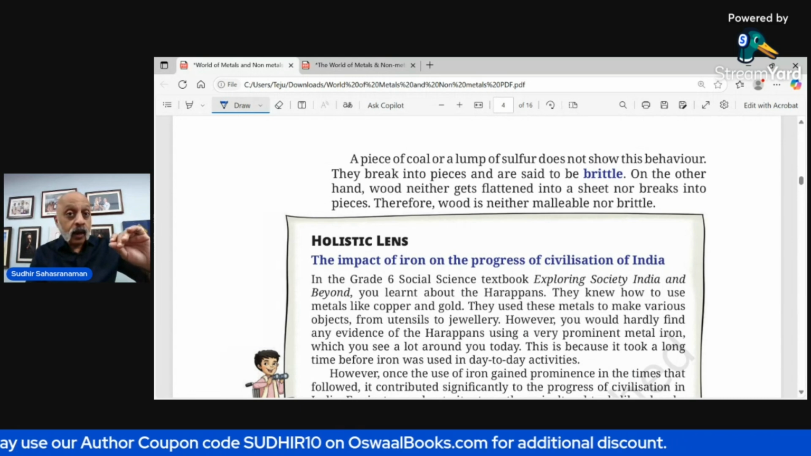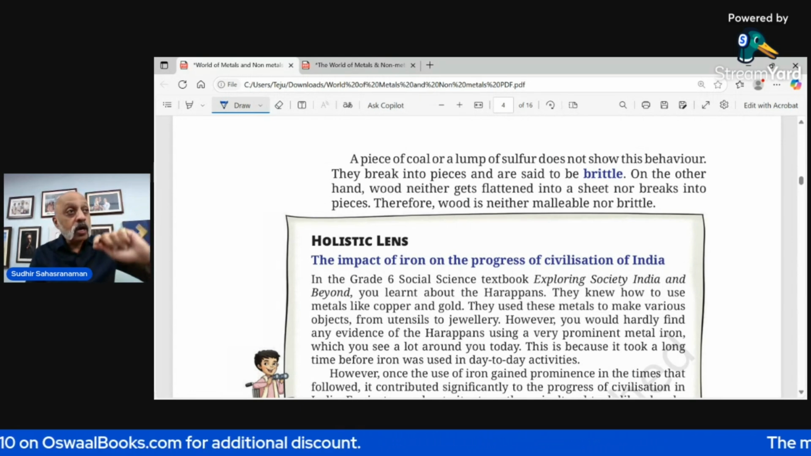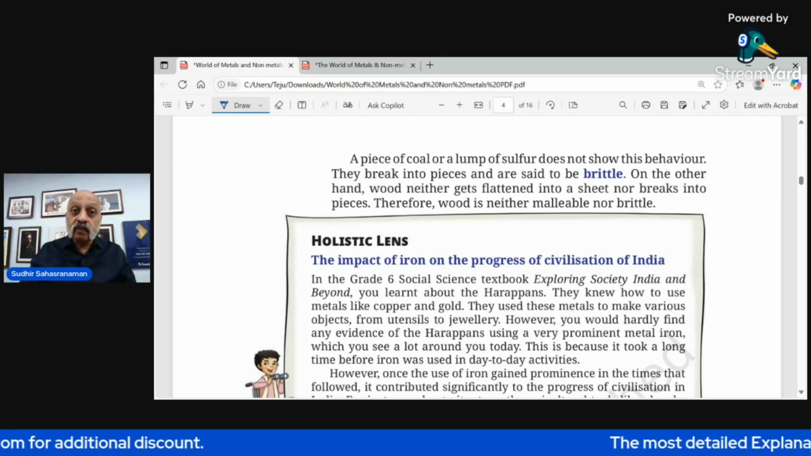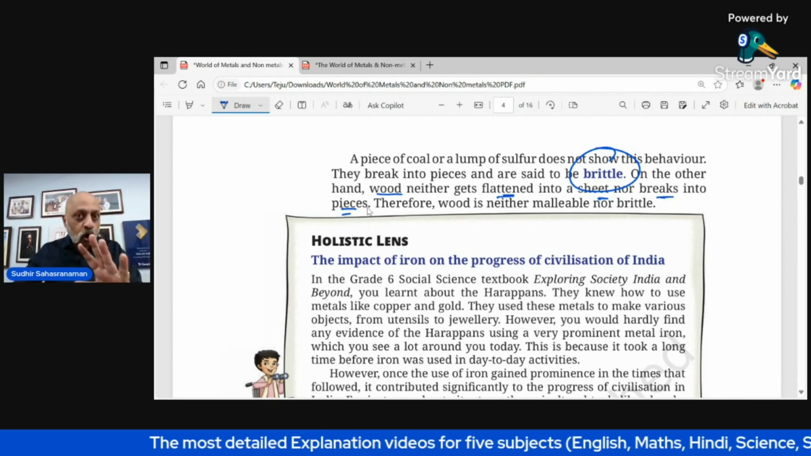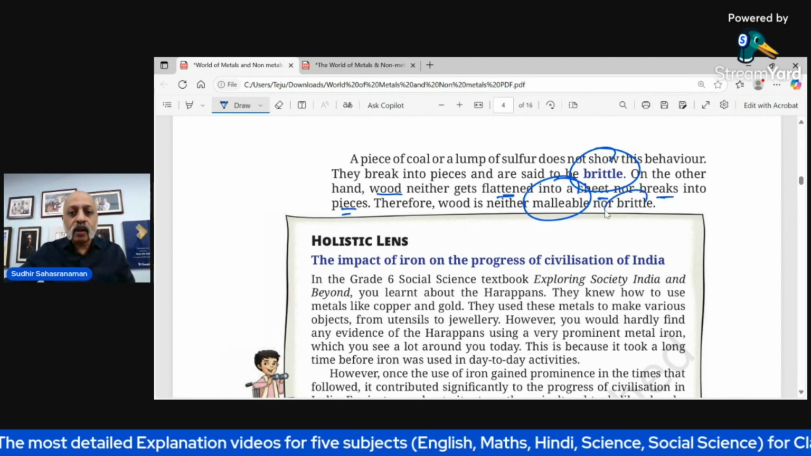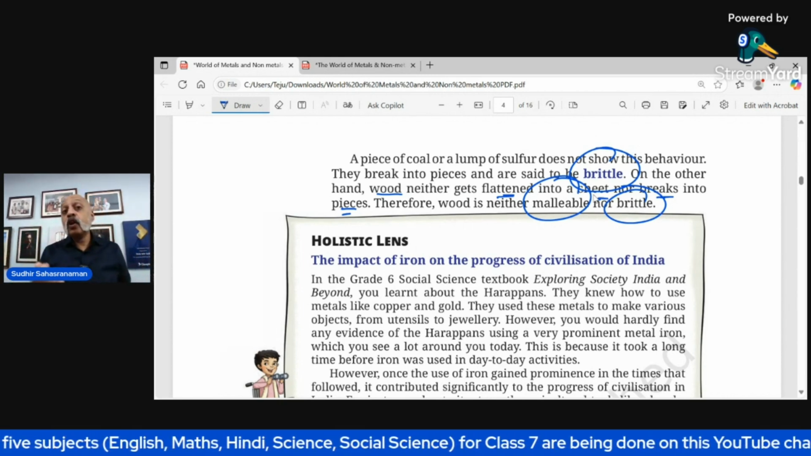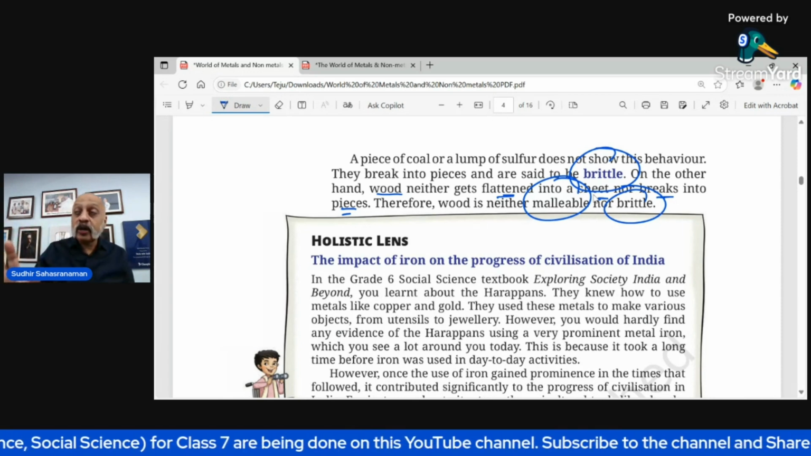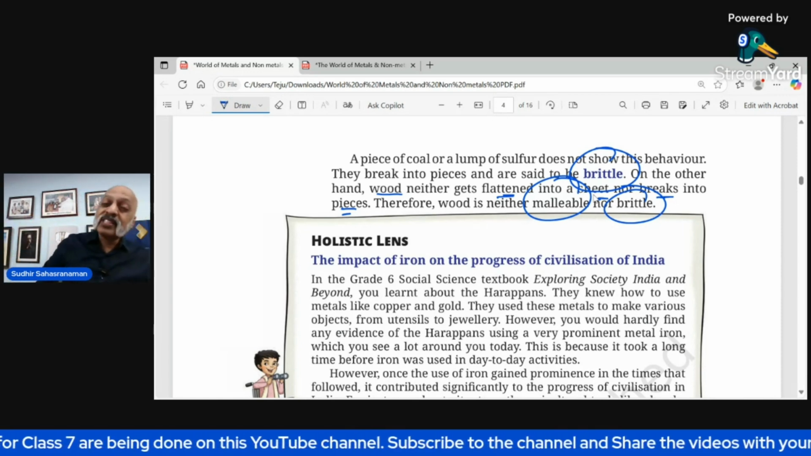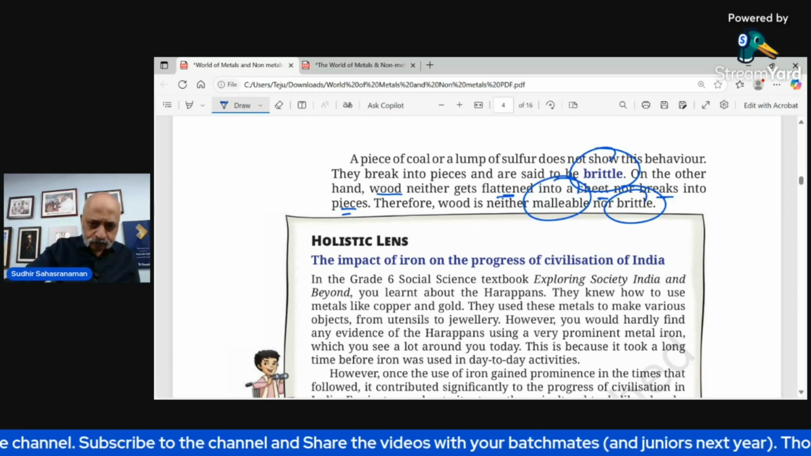So basically, wood is not completely brittle unless it's very bad quality wood. So coal or sulfur will be known as brittle, which means it can be broken, whereas wood neither gets flattened into a sheet nor breaks into pieces. A good quality wood is therefore neither malleable nor brittle. Wood, generally, if you get a good teak wood, rosewood, that will not be brittle. It's not like you hit it a little and it will break down. No, it will not happen. However, if it's a very poor quality wood, it may happen, but coal or sulfur is known as brittle.